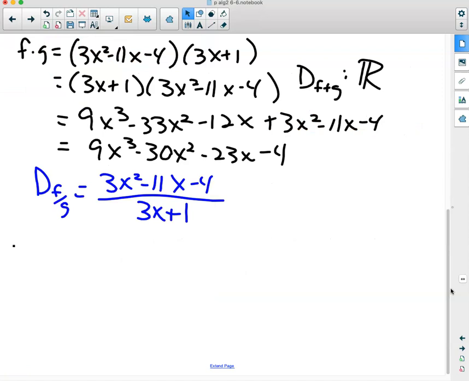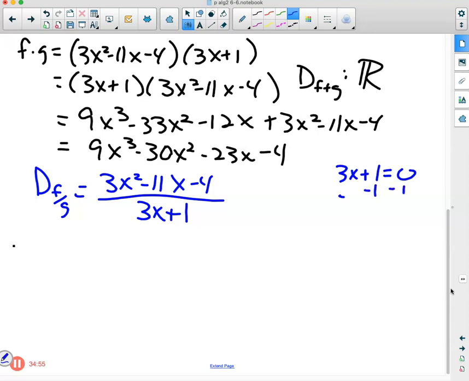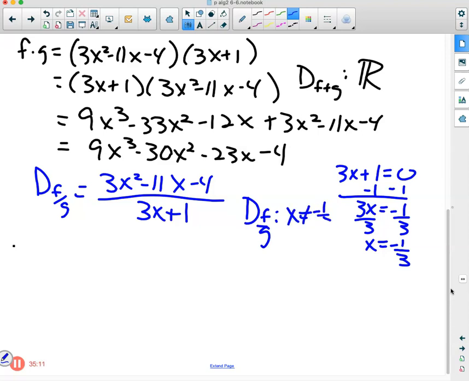We already have a domain restriction. And we haven't even really done any math because we have a denominator. So I come over here and I think, all right, when would 3x plus 1 be 0? Because that would be bad. I can't divide by 0. So I subtract 1 from both sides, and I divide by 3. Well, there it is. There's our bad number right there. So we're going to go ahead and write down right now, domain of f over g, x cannot equal negative 1/3.